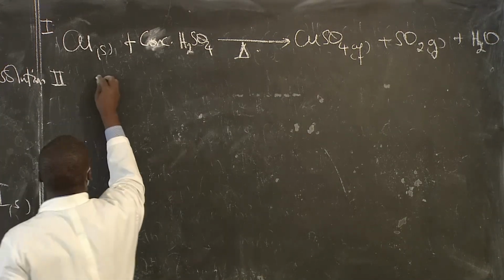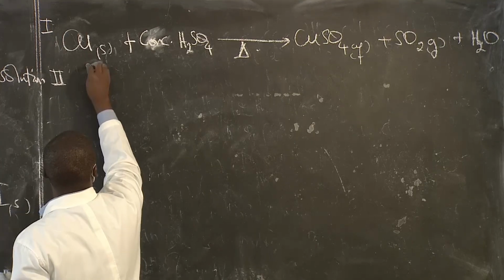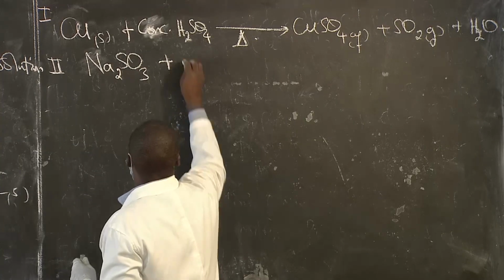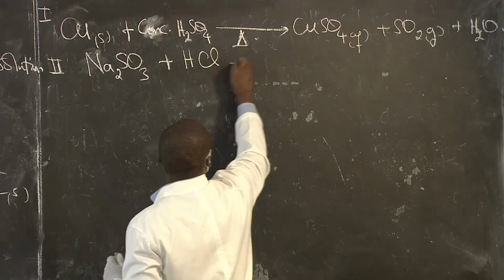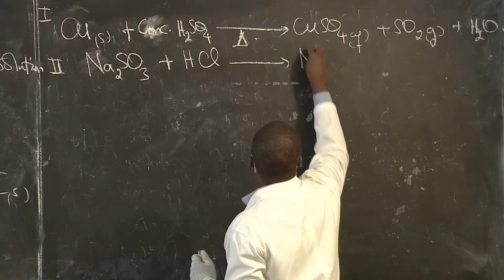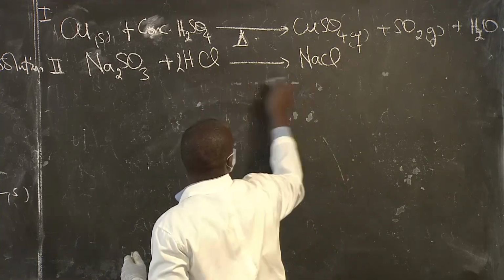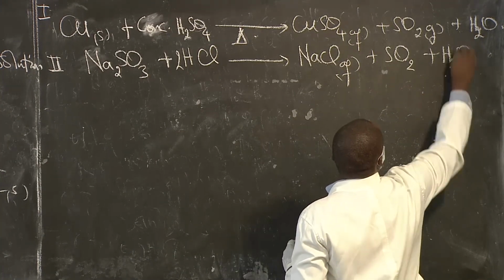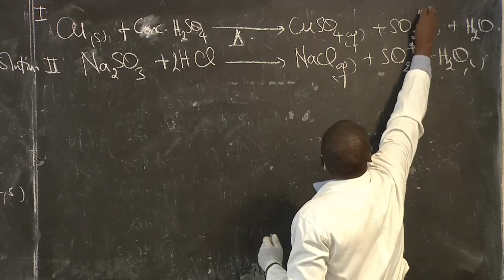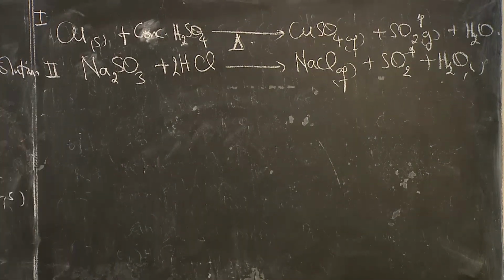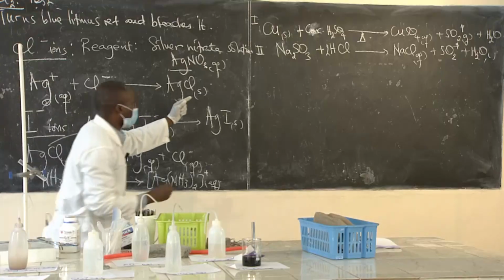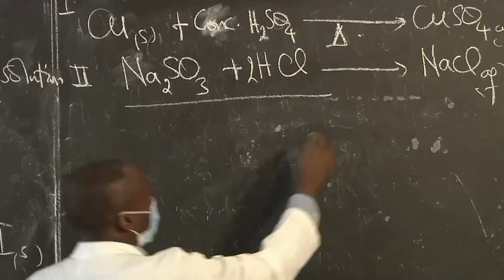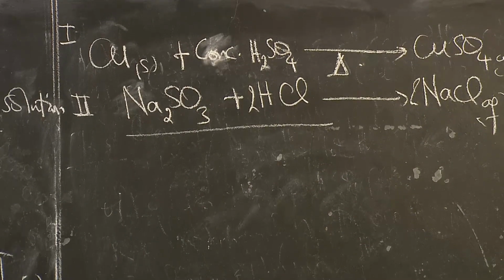Then we have also sodium sulfite. Sodium sulfite reacting with hydrochloric acid will give sodium chloride plus sulfur dioxide, and then water. These are gases being produced. So this time we are just going to use only the second method. This second method is the one we are just going to use to prepare the sulfur dioxide.